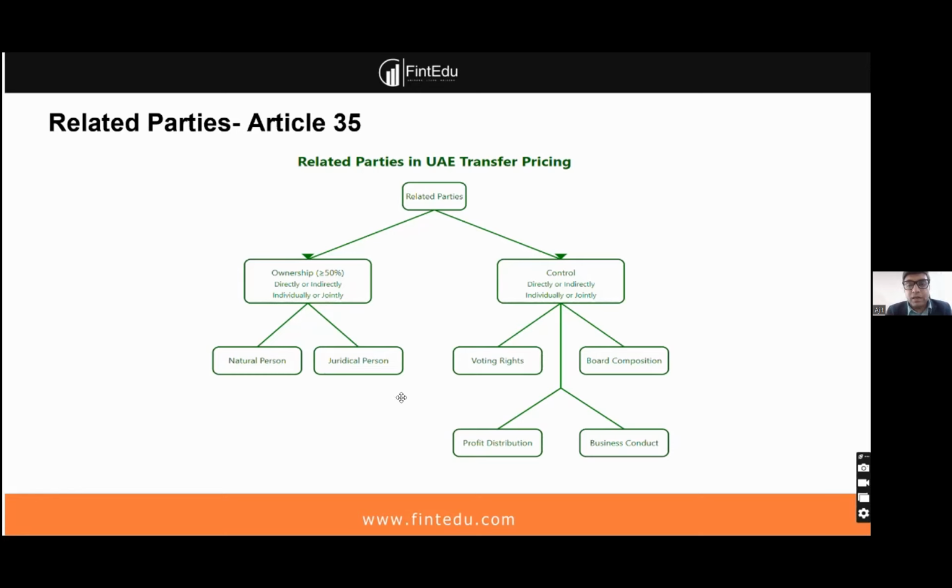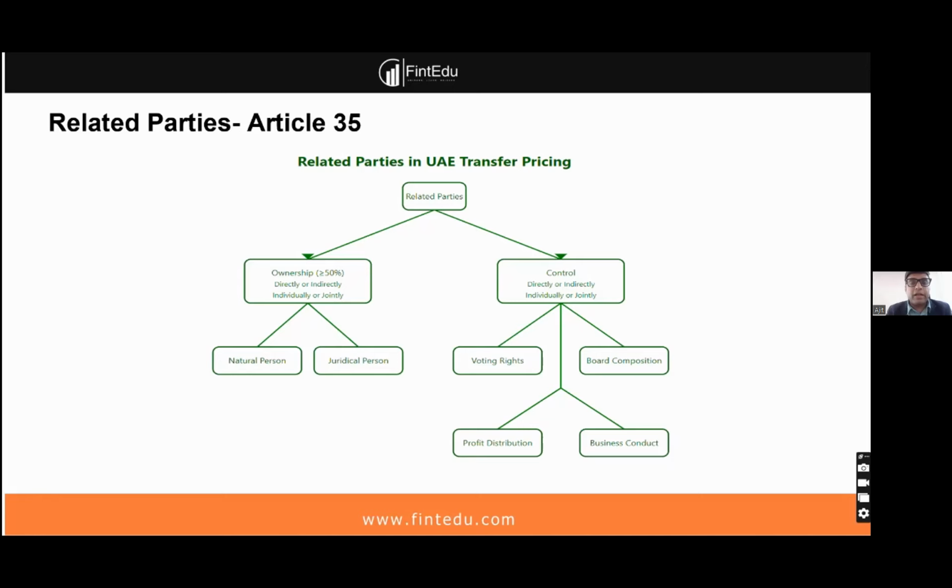The second aspect is control. This makes the related party definition very broad and wide, and similar to ownership interest, it can be direct, indirect, individual or joint. Control can be in the form of voting rights, composition of the board of directors, decision making related to the board of directors, or profit entitlement. If one third-party entity is providing technology to another entity and agreeing to 50% or more of the profit, that profit entitlement can make two third parties related parties. Then there is significant influence, like management support, strategic services, decision making. Even if there is no ownership interest, two entities can be related parties.